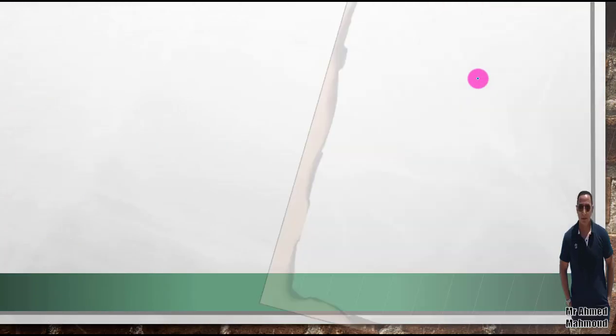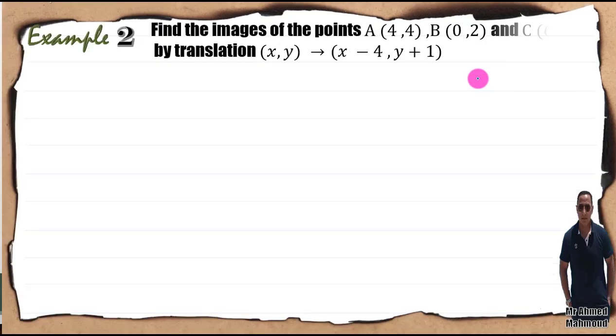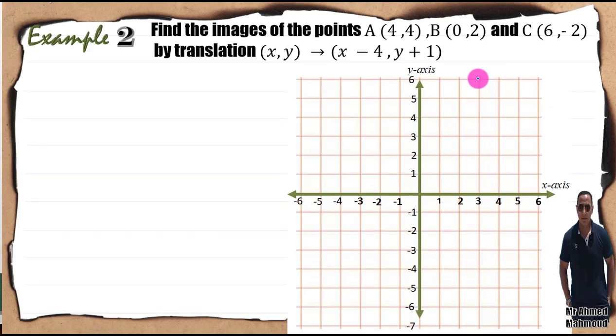Another one. Also find the image of triangle ABC. A equals 4 and 4. B equals 0 and 2. Here 2 is the y coordinate, so 0 and 2 belong to the y axis. This is B. C equals 6 and negative 2, so 6 and go down to negative 2. This is C. I'm going to connect A, B, and C to give me this triangle as you see.